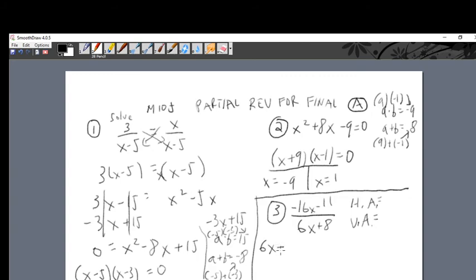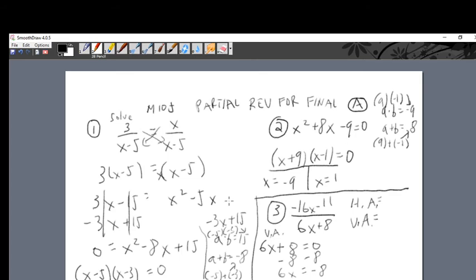So, what do you do for the vertical asymptote? I'm looking for the vertical asymptote right now. You take the denominator, 6x plus 8, set it equal to 0, and solve for x. Minus 8 on both sides. We get 6x is equal to negative 8, of course.